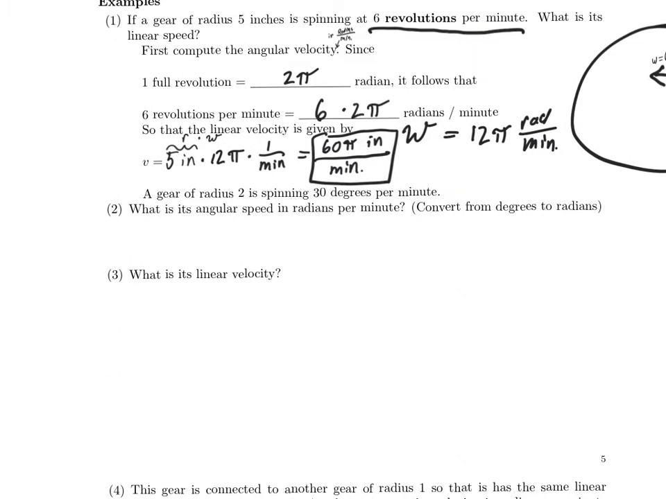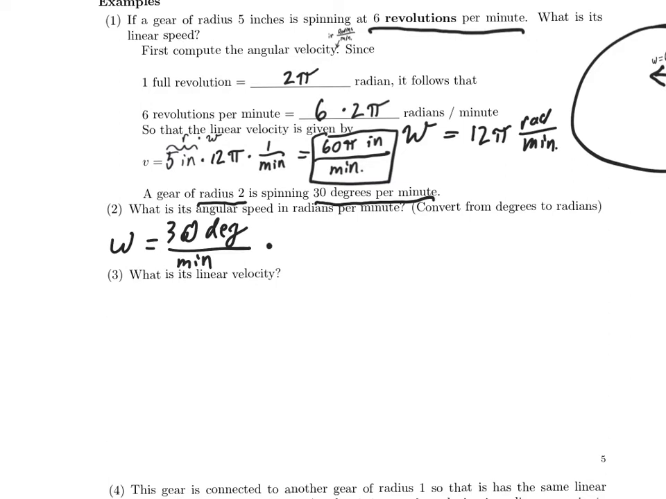Let's suppose I give you a gear of radius 2 spinning at 30 degrees per minute. So we'll do the exact same thing. I know the radius is 2. I know the angular velocity is 30 degrees per minute. But degrees are no good, I need to convert to radians. So 30 degrees per minute, I need to convert that to radians per minute. And that's easy to do, right?